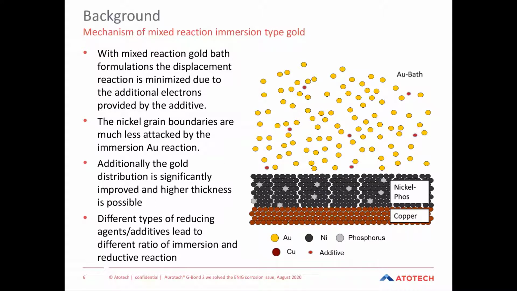Applying additional additives to the gold solution also helps to improve the thickness distribution, so the plating reaction is less sensitive to, for example, the pad size. There are different types of additives which can be added to the gold bath, and they will lead to different ratios of the immersion reaction and the reductive reaction in the gold. So the stronger the reducing agent is, the more of the autocatalytic reaction you will have in the bath.